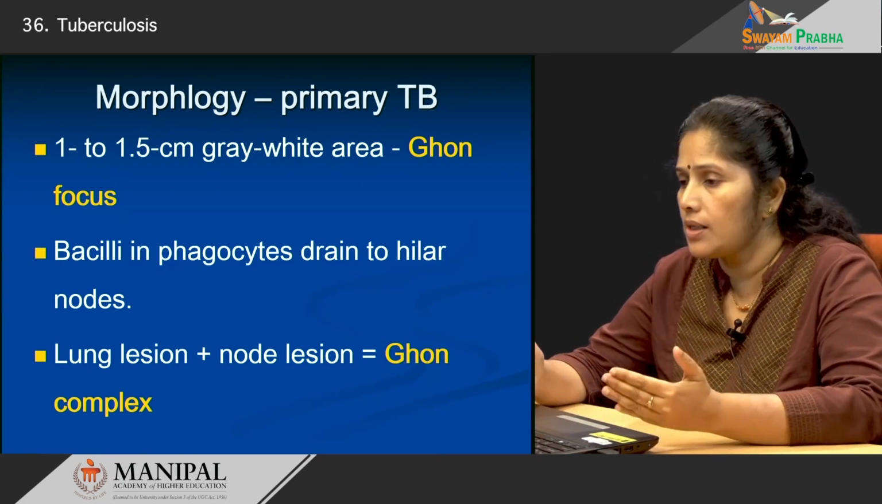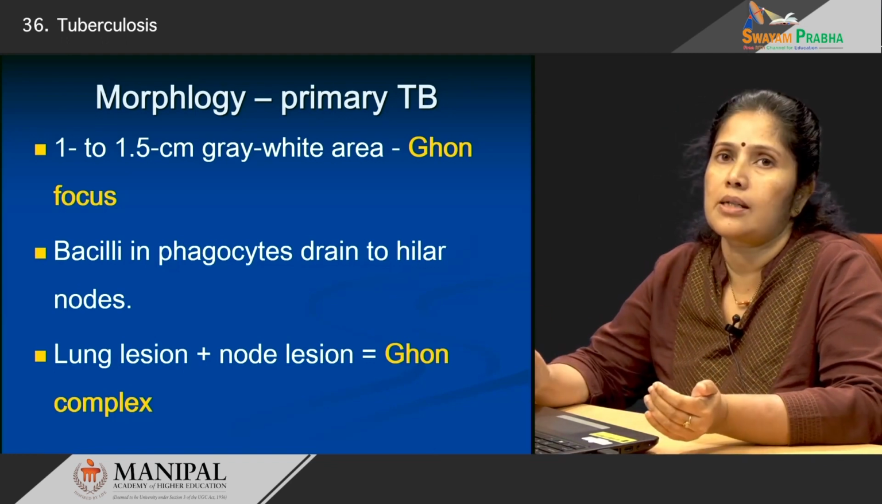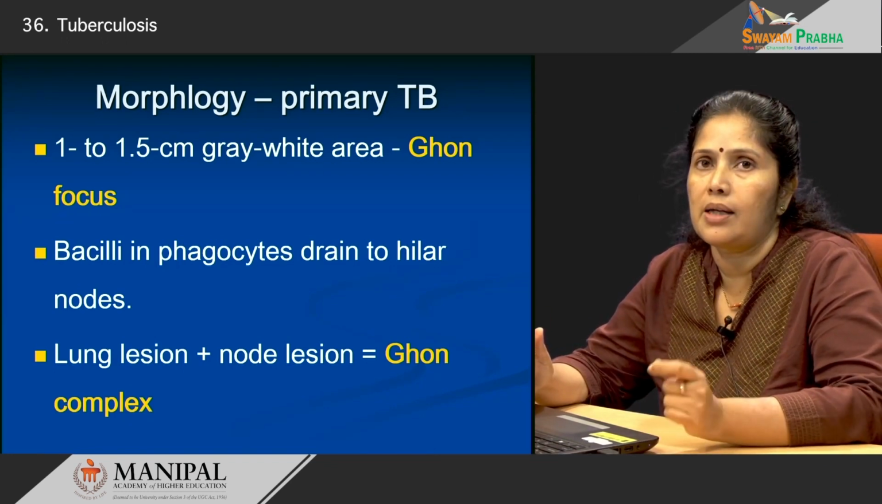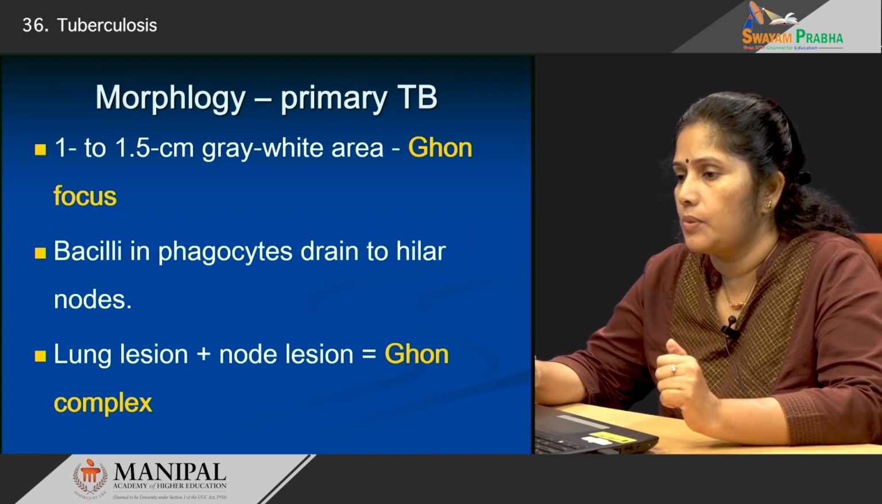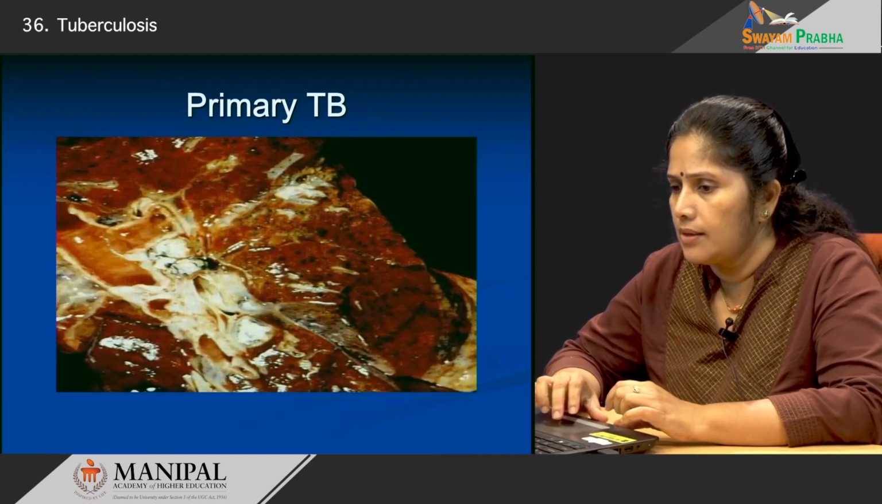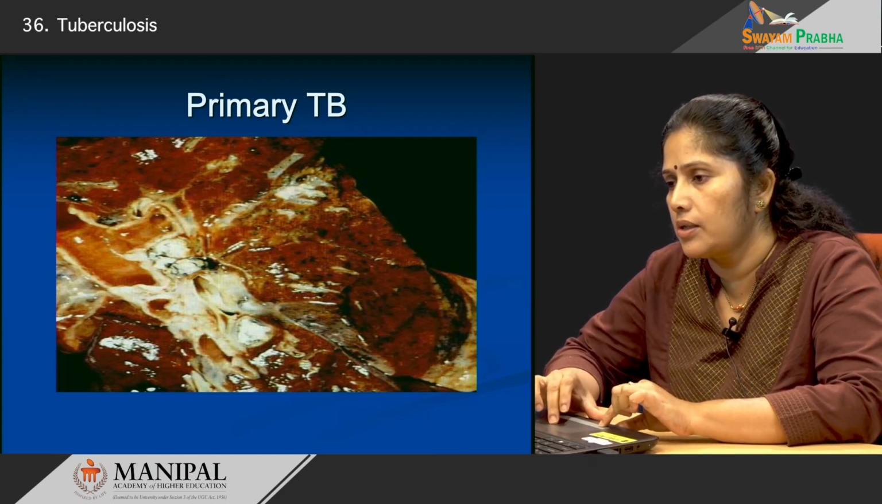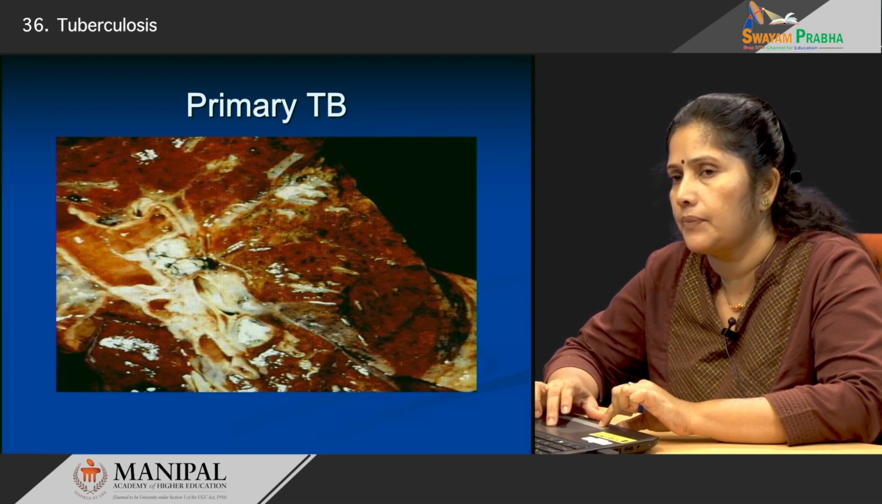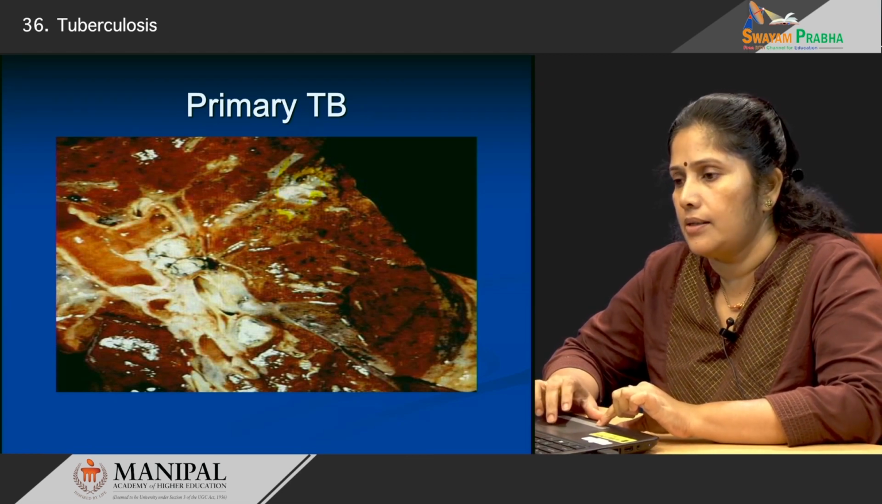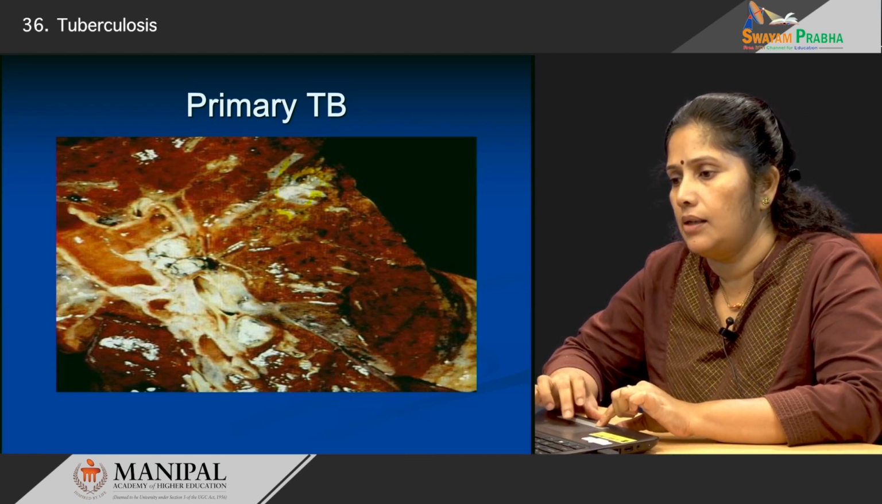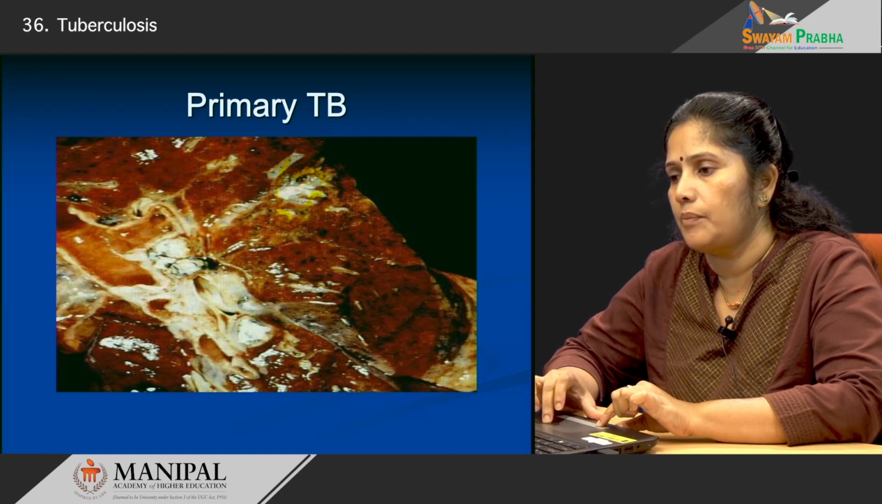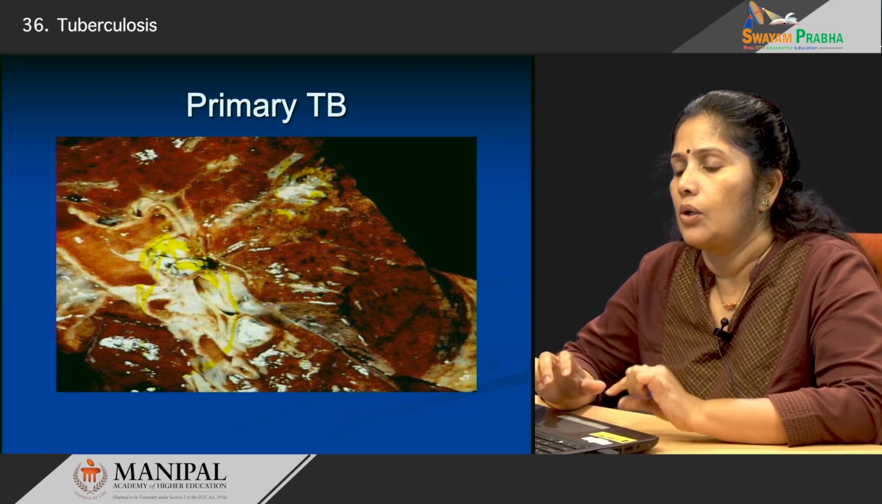So, both Ghon's focus as well as Ghon's complex are associated with primary tuberculosis, a very important sign of primary tuberculosis. If you look at this picture, you can see a small subpleural lesion in this area, and accompanying it is the hilar lymph node. So, this combination is known as the Ghon's complex.